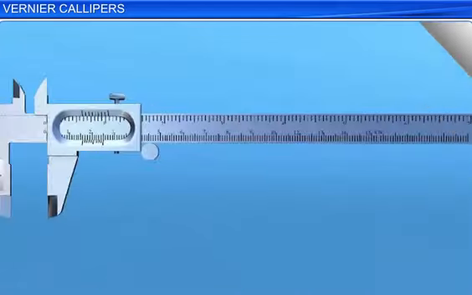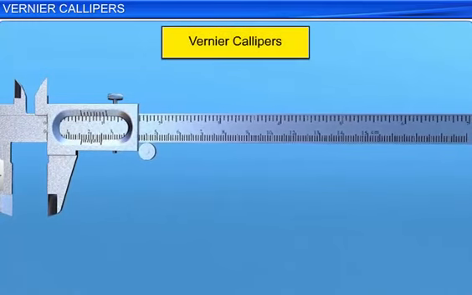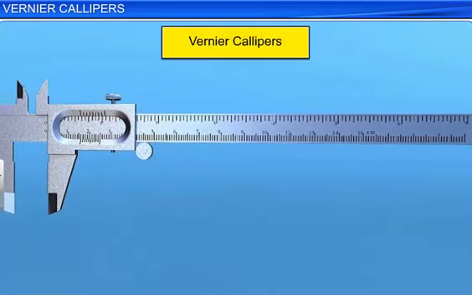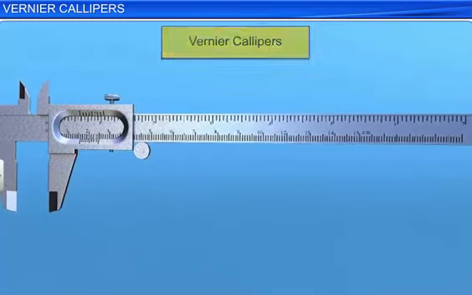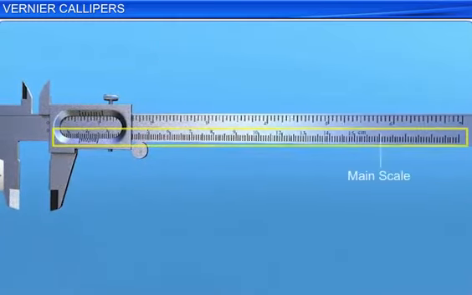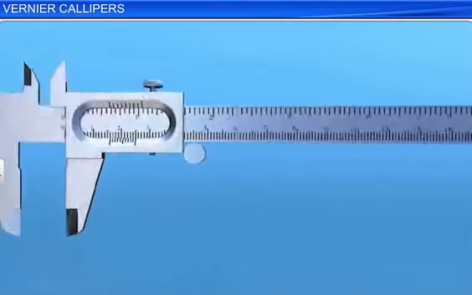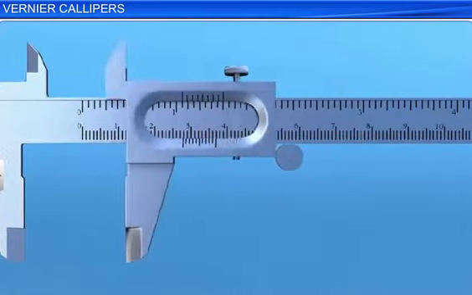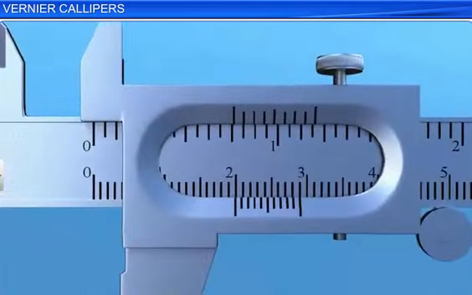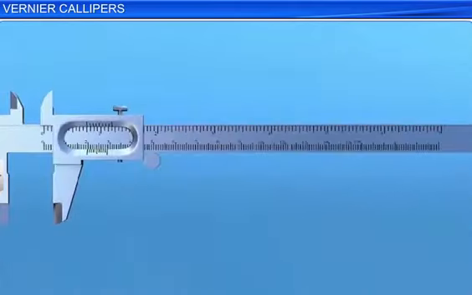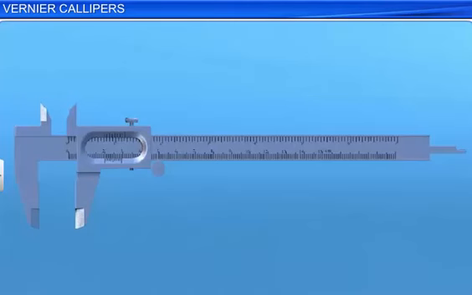Let us now take a look at the vernier calipers. A vernier calipers consists of a long, thin metallic strip called the main scale. The main scale is graduated in centimeter and millimeter. Each division on the main scale is equal to 1 millimeter. This metallic strip is provided with a jaw, J1, on the lower side at its end, which is called the fixed jaw.